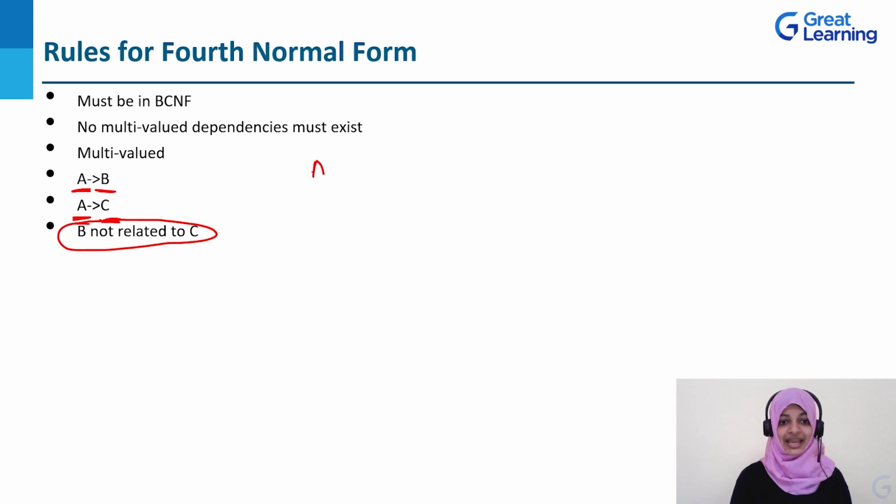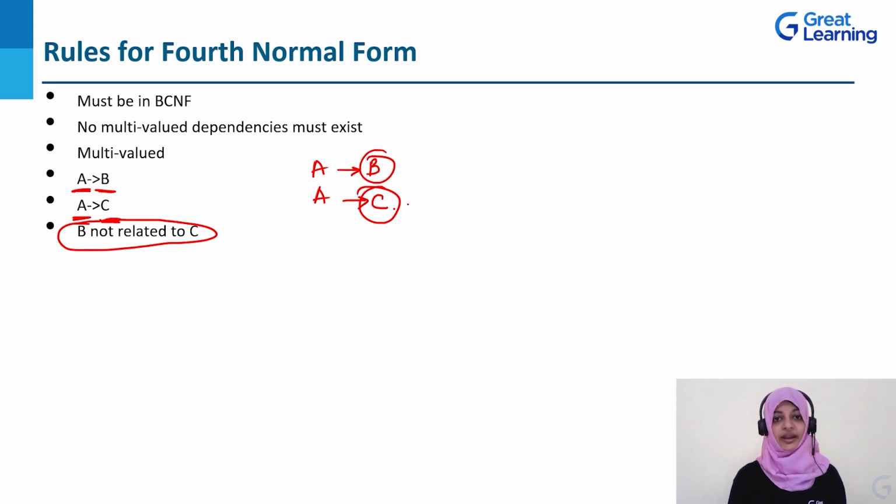So this means that A is defining B and A is also defining C, but that there is no relation between B and C here. Such dependencies are known as multi-valued dependencies because one particular column is defining multiple other columns, thereby making multiple values. This is how we actually define multi-valued dependencies. The fourth normal form says that such dependencies should not exist in any table. Let us actually understand this with a concrete example.